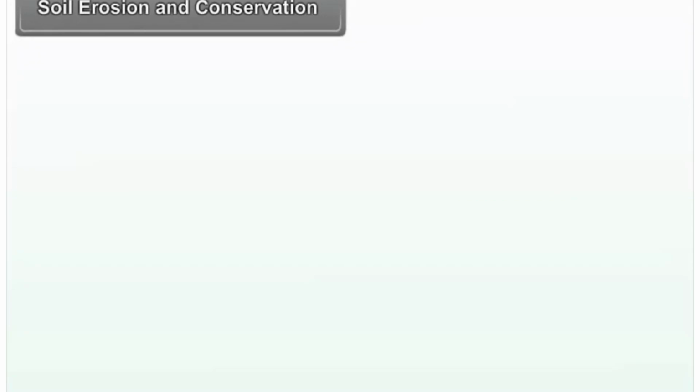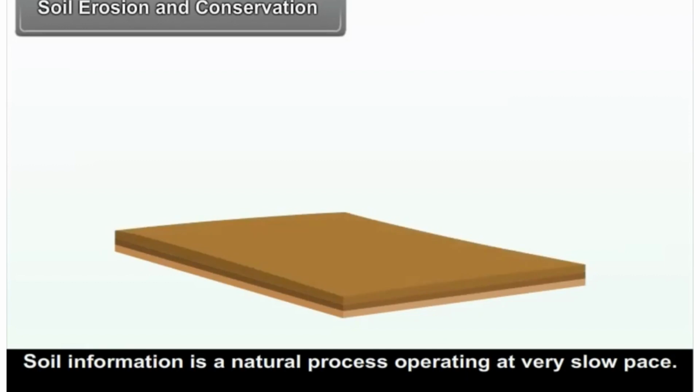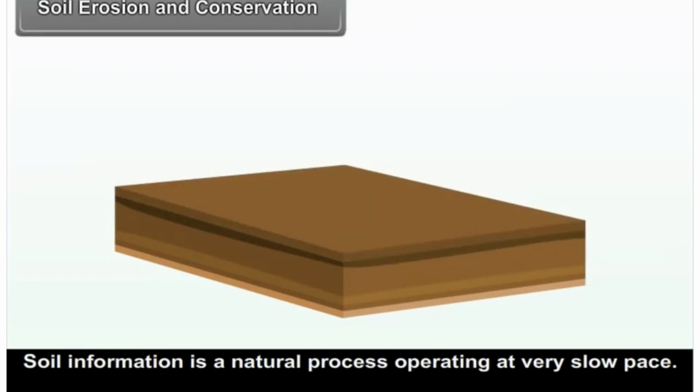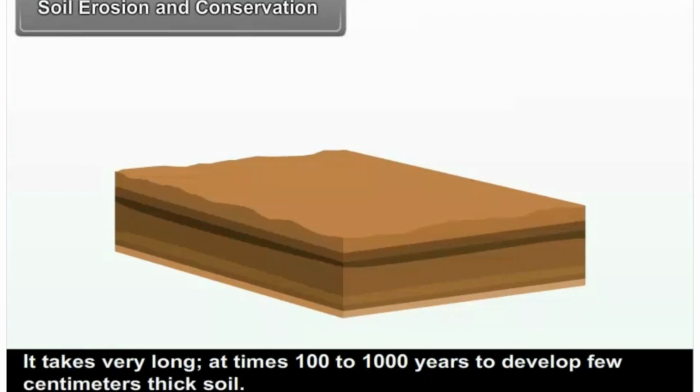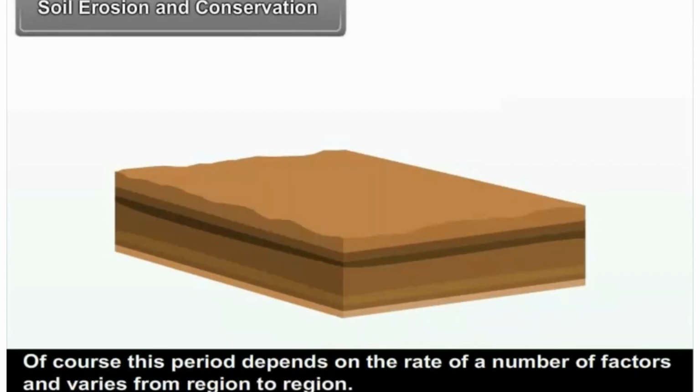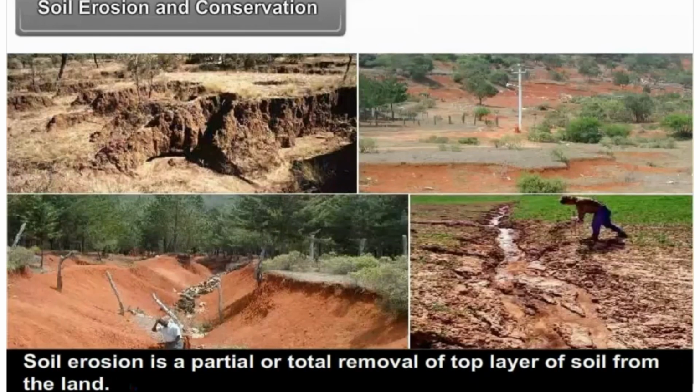Erosion and conservation. Soil formation is a natural process operating at a very slow pace. It takes very long, at times 100 to 1000 years, to develop a few centimeters thick soil. Of course, this period depends on a number of factors and varies from region to region. Soil erosion is a partial or total removal of the top layer of soil from the land.